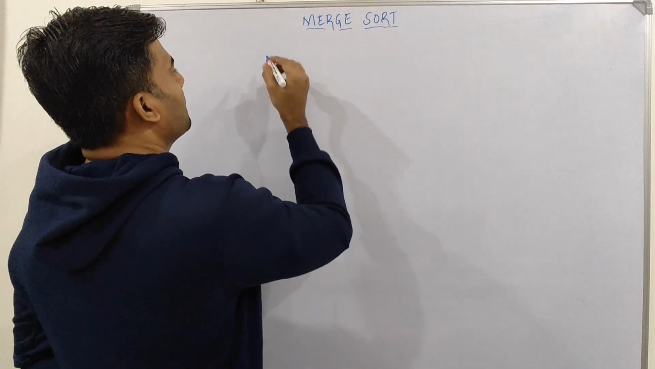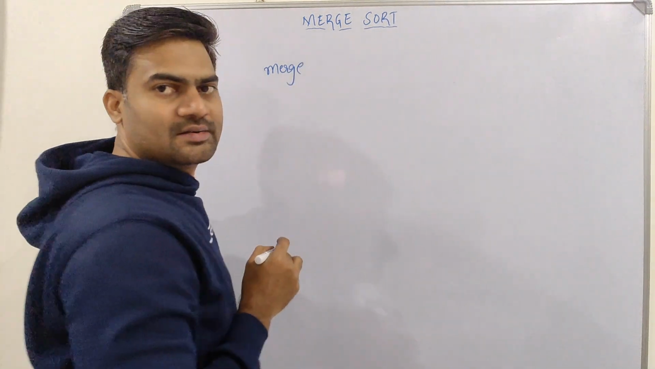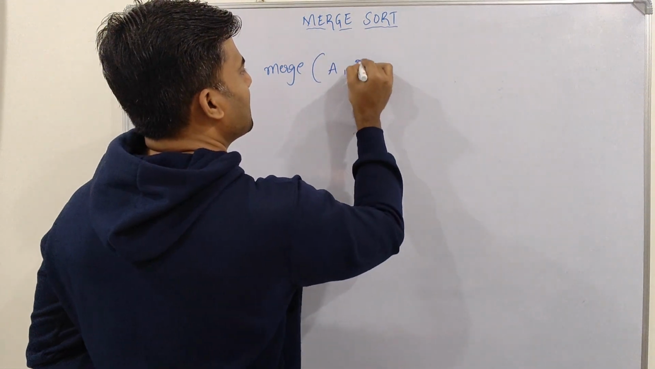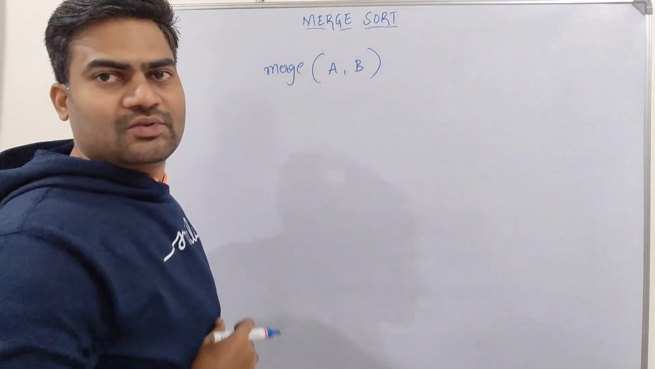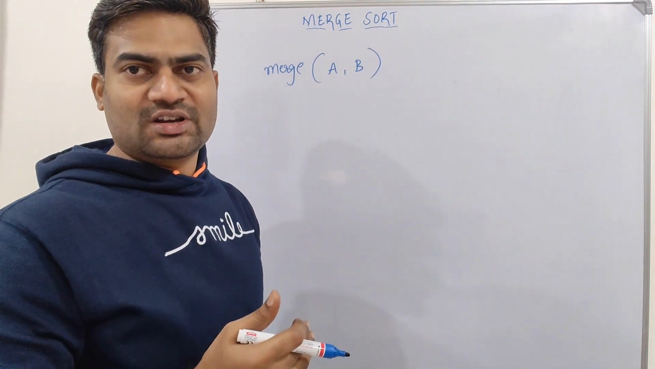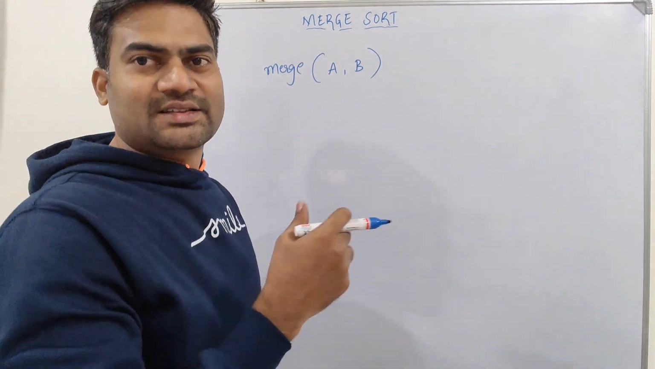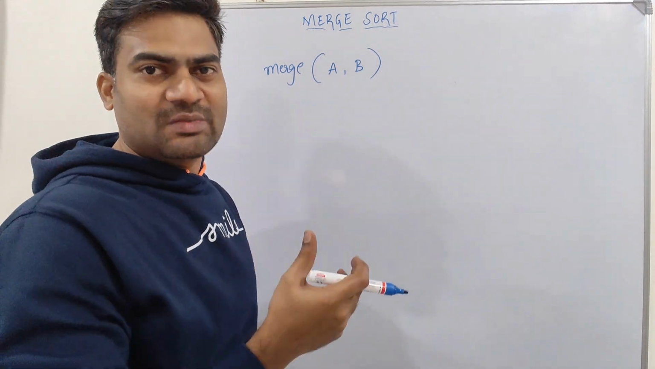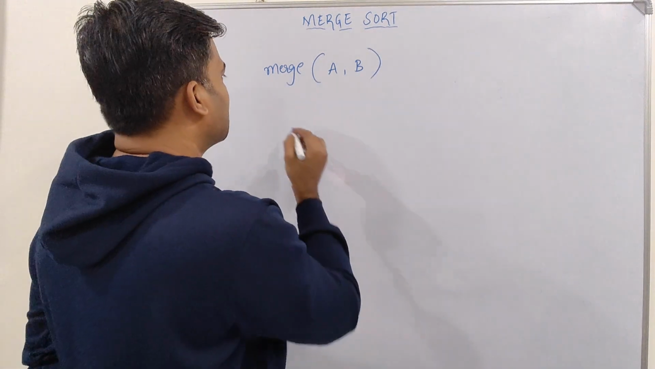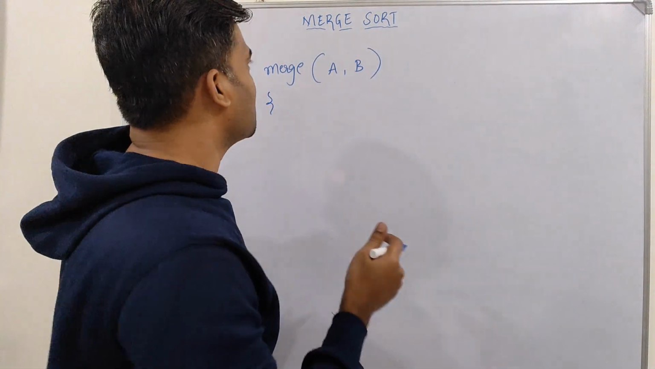So let us take merge, and it takes arrays A and B. For now, let us consider these two as separate arrays, but for our merge sort, it is a little different. We will give the same array. In that we only need to tweak a little bit, but for now we will consider this, and we will make the modification when we look into merge sort.